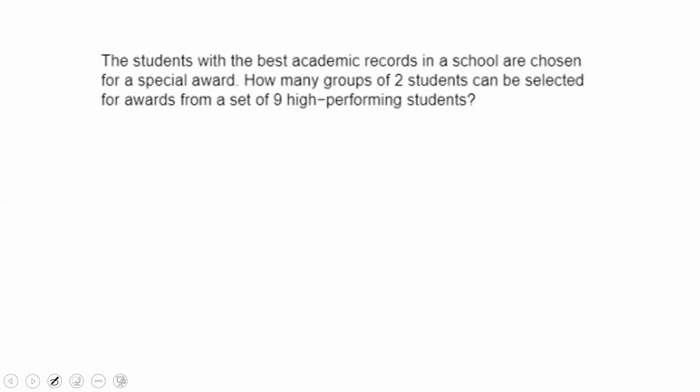The students with the best academic records in a high school are chosen for a special award. How many groups of 2 can be selected for awards from a set of 9 high-performing students? Okay, again, this is exactly like the other problem where it's just a special award. So there's nothing special about it in the sense that it's different for the 2 students. So order doesn't matter. So we're still going with combinations.